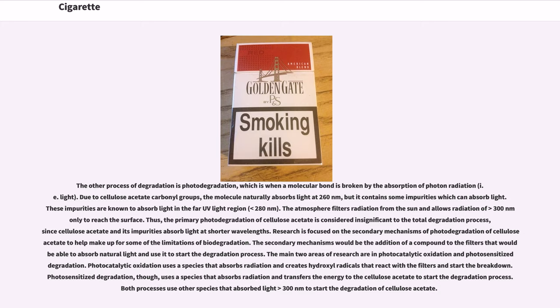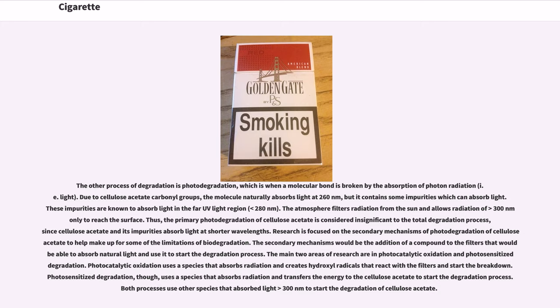Research is focused on the secondary mechanisms of photodegradation of cellulose acetate to help make up for some of the limitations of biodegradation. The secondary mechanisms would be the addition of a compound to the filters that would be able to absorb natural light and use it to start the degradation process. The main two areas of research are in photocatalytic oxidation and photosensitized degradation.